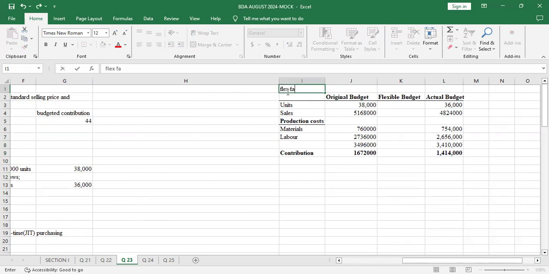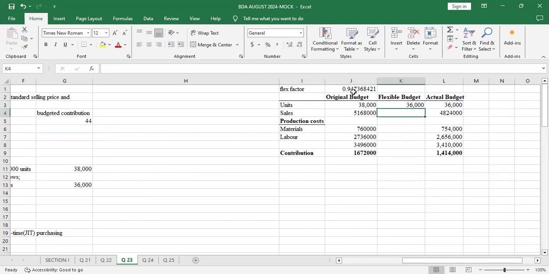We will calculate what we call the flex factor. For the flex factor, we will pick the number of units under actual and divide by the number of units under the original budget. Yeah, so you'll get 0.94. Under flexible budget, we'll use the same units, the actual units. So I just include that there.